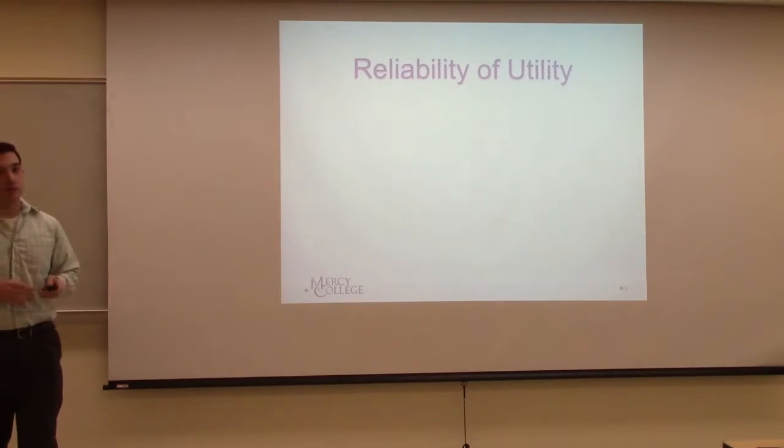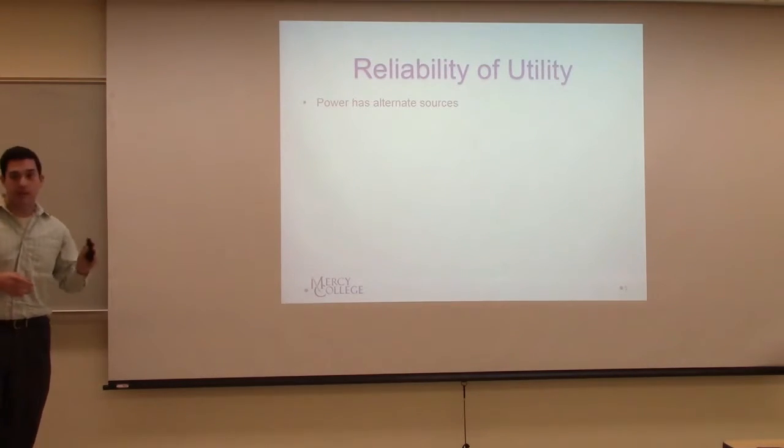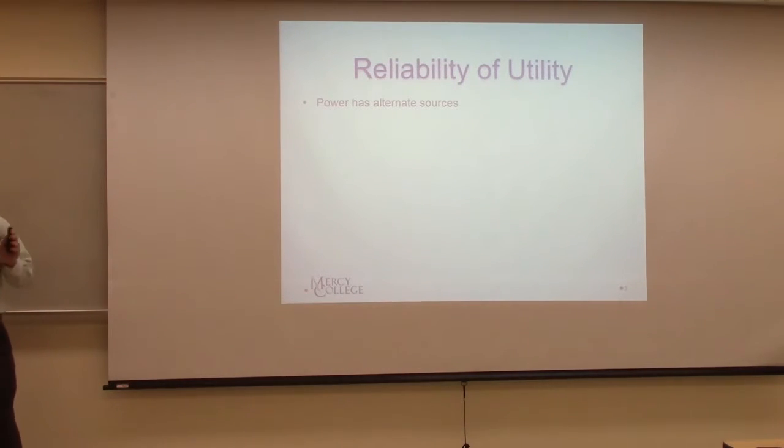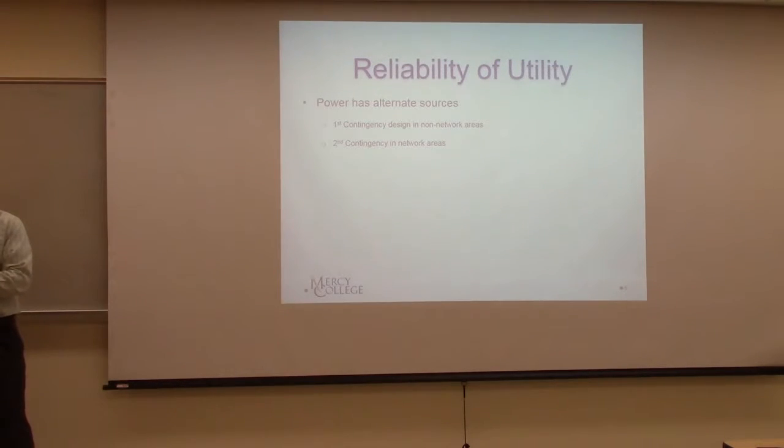So, why is the utility more reliable than solar? Number 1 is that the utility has alternate sources. It's not dependent only on one source to generate its electricity. It's connected via many sources. And in a non-network area, they call it first contingency, which means if one power source gets eliminated, there's a backup source. Whereas solar, you lose a solar panel, you've got no electricity.